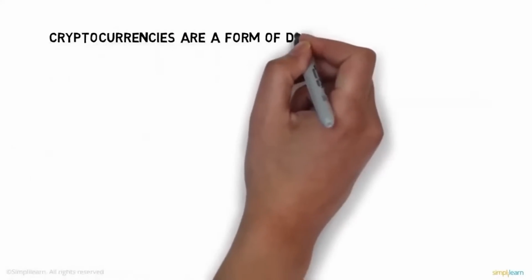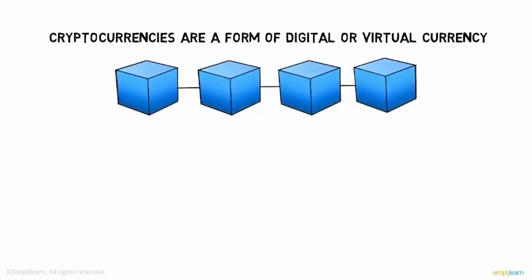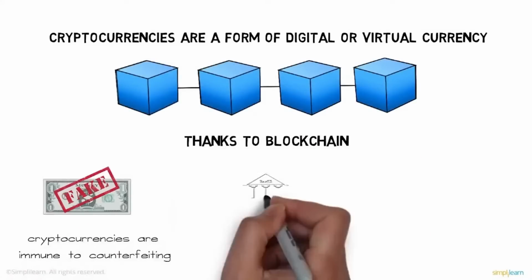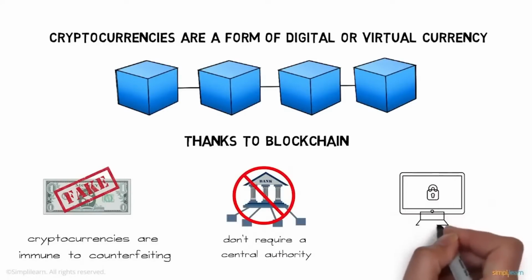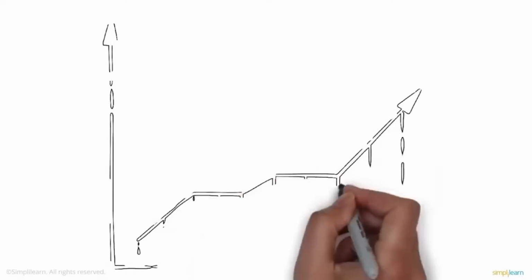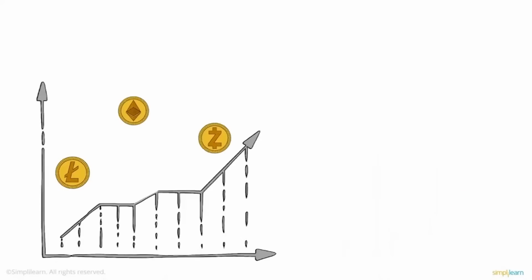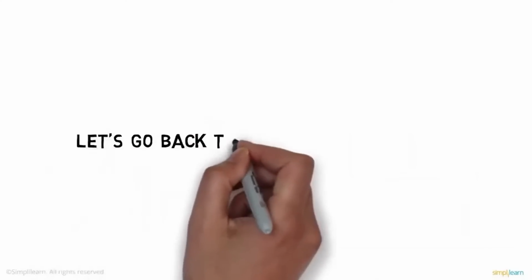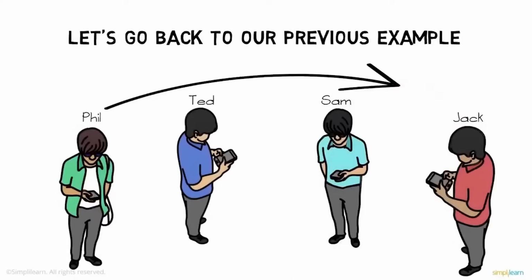Cryptocurrencies are a form of digital or virtual currency that run on a technology known as blockchain. Thanks to blockchain, cryptocurrencies are immune to counterfeiting, don't require a central authority, and are protected by strong and complex encryption algorithms. And in a market of more than thousands of cryptocurrencies like Litecoin, Ethereum, Zcash, and so on, one reigns supreme: Bitcoin.